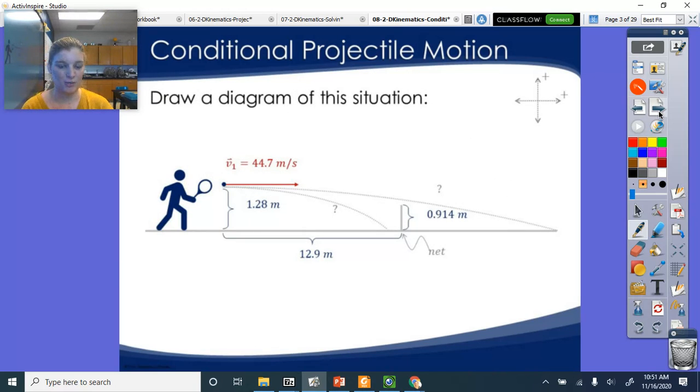So here's a diagram of what's going on. This person is just hitting the ball horizontally, so there is no velocity in the y, just acceleration due to gravity. We know how high the ball starts, and we know that 12.9 meters later in the x, we still need to be at least above 0.914 meters. So how do we go about figuring this out?